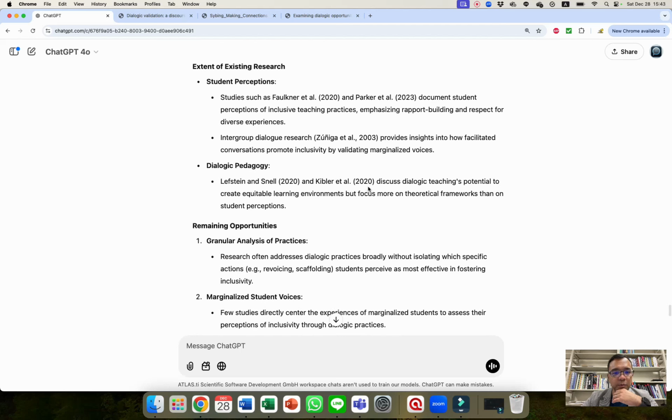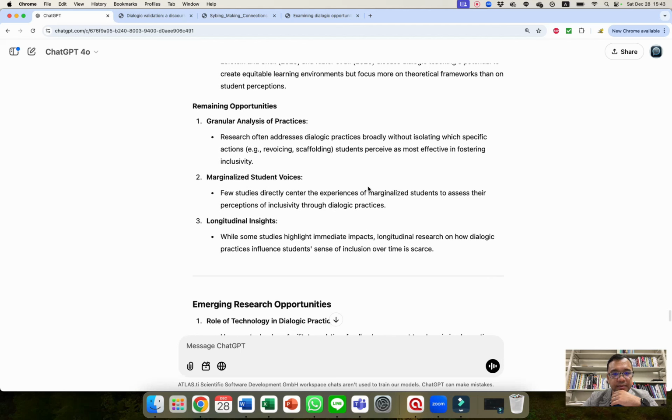So the third one, now we get into the granular analysis of practices, and this is one of my concerns about classroom research, even the research that uses discourse analysis at the line level, at the interaction level, that the analysis may not be granular enough. How do you isolate specific actions that students perceive as most effective? Yeah, what are those practices?